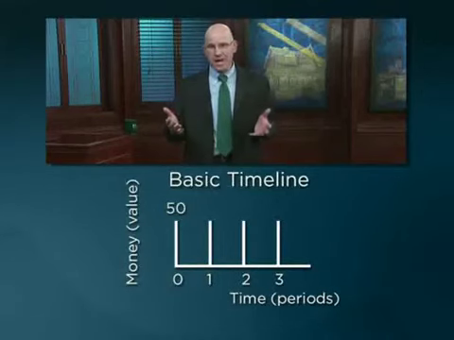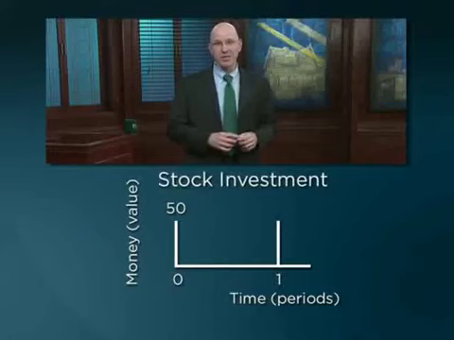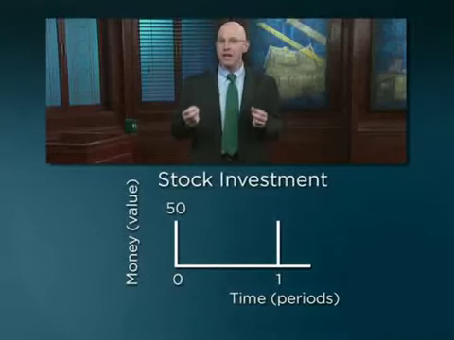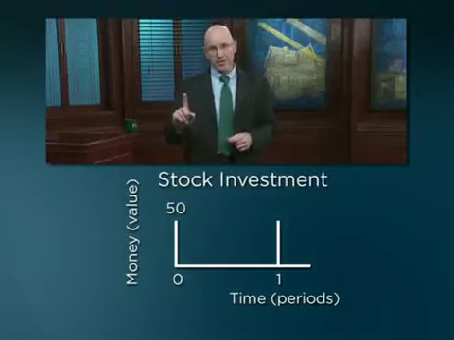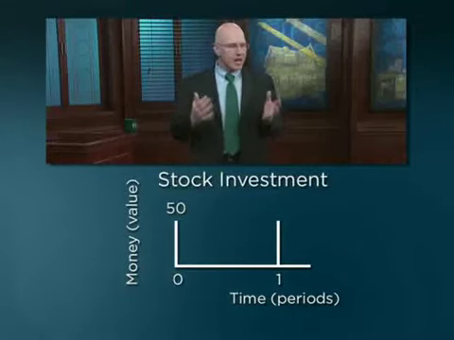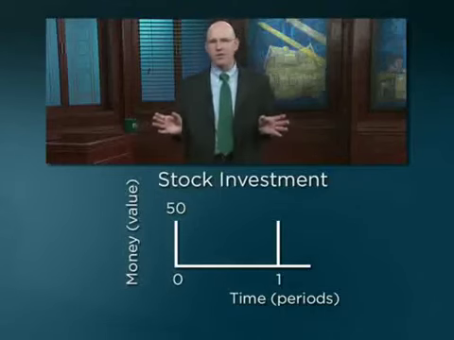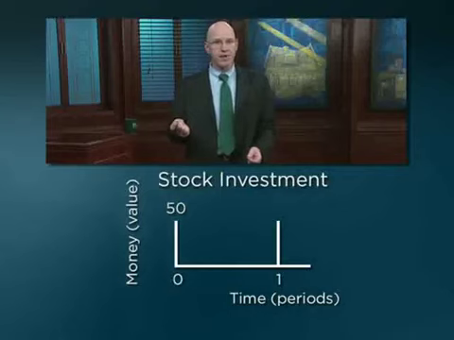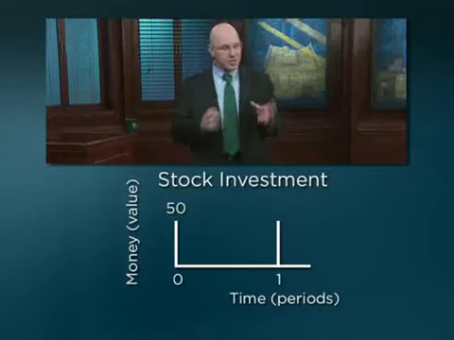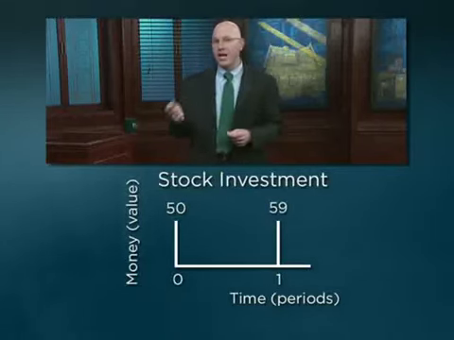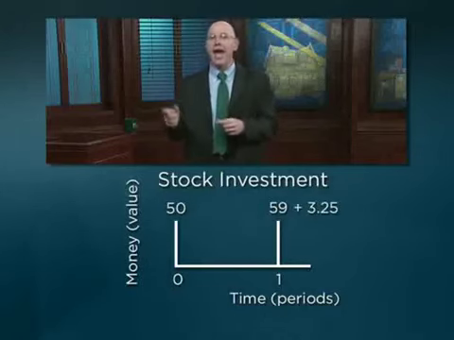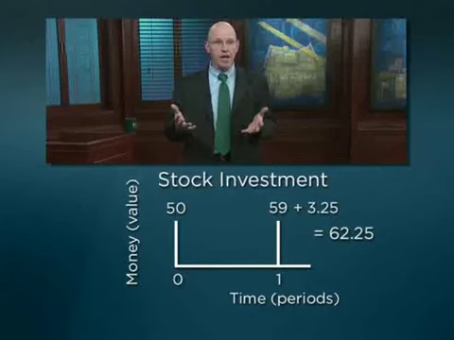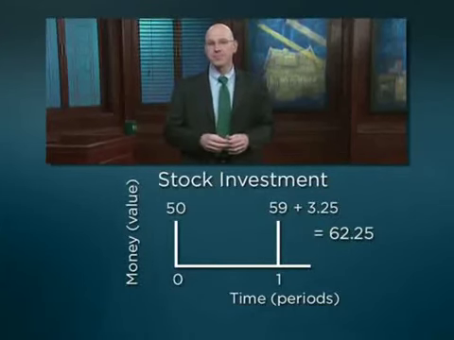Now let me use the timeline to visualize this stock investment. I'm assuming that I buy the stock at time 0 and check the value of the stock and the dividends at time 1. Again, the length of time between time 0 and time 1 is completely arbitrary for now. So here's what the investment looks like so far. I have the value of 50 at time 0 and the stock price of 59 and the dividend of 3.25 added together at time 1. Note that the total value is the value of the stock plus any dividends.